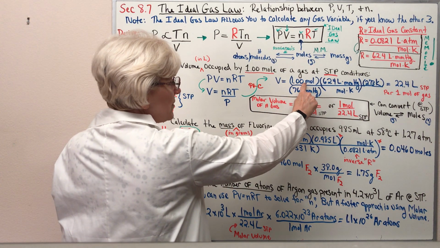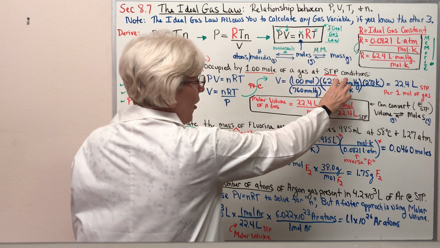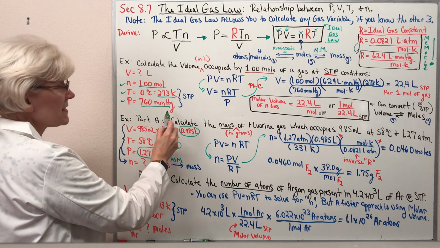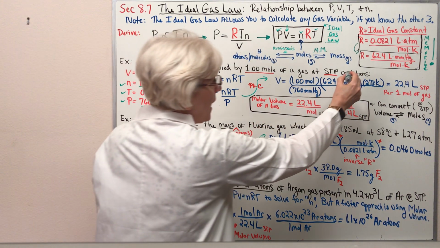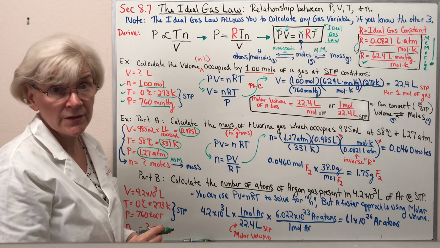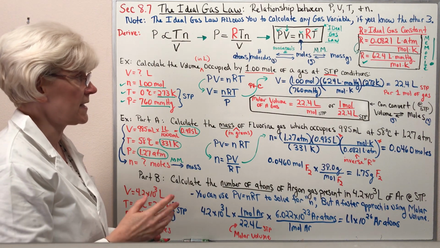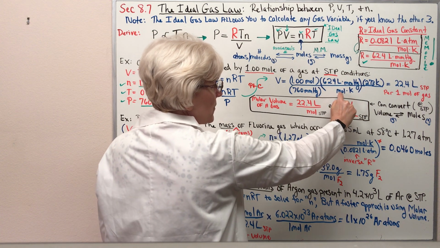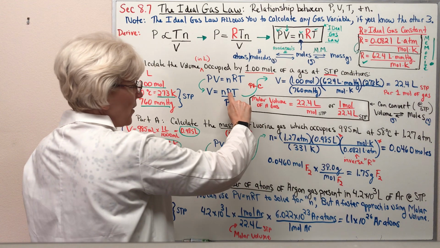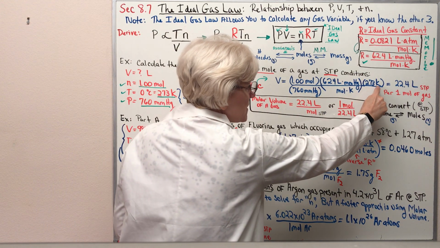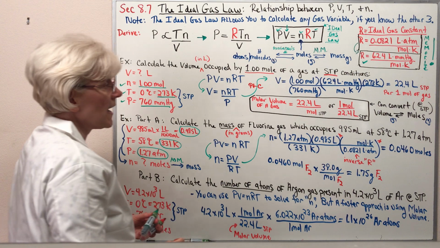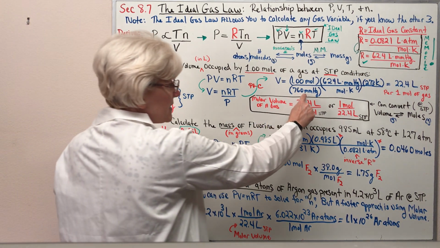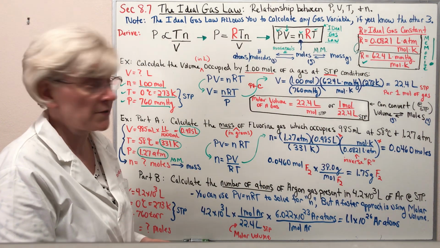Our mole amount is 1 mole. Our R value: now because I chose a pressure of 760 millimeters of mercury, I'm going to need to use the R value with millimeter of mercury units in it. So 62.4 liter millimeter of mercury per mole Kelvin. That's our R value. Our temperature, standard temperature, 273 Kelvin. And we're dividing by our standard pressure of 760 millimeters of mercury.